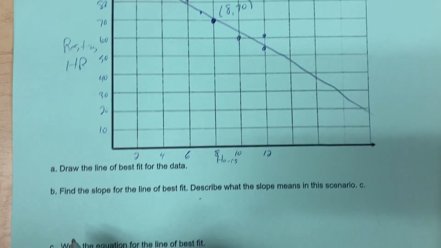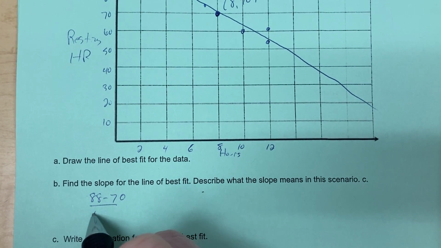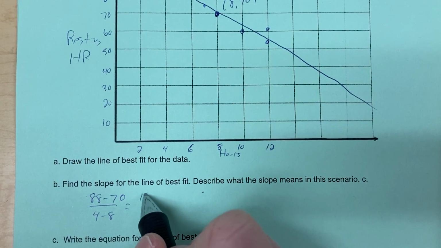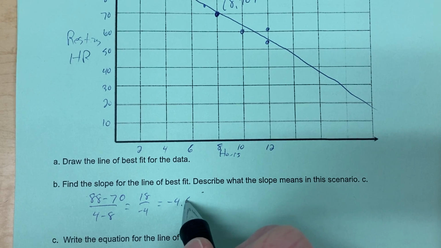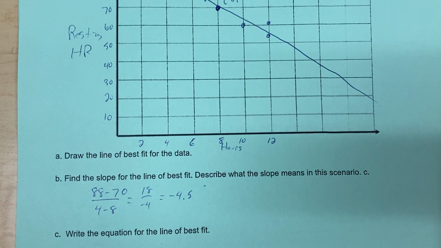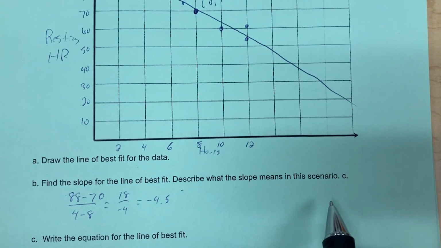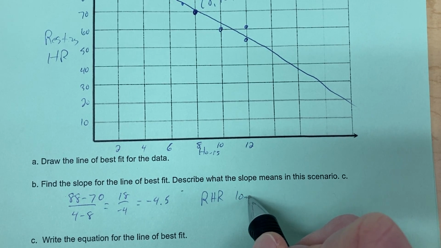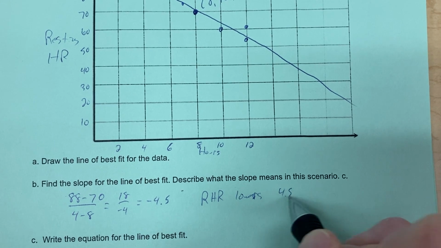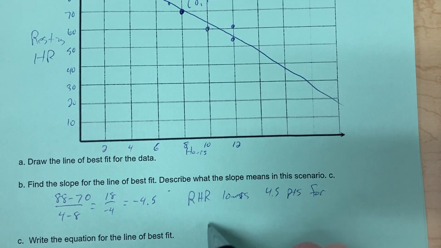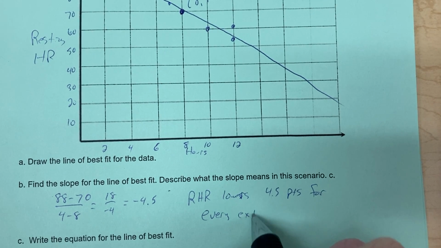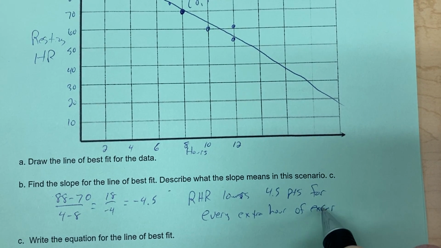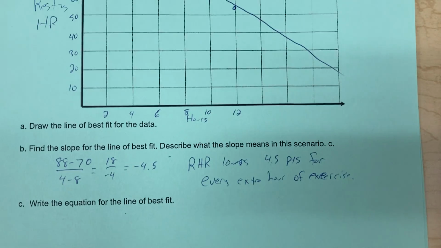And then what we're going to do now is go y minus y over x minus x. So whatever points you pick, take the y value, subtract them, take the x value, subtract them. This is going to give me 18 over -4, which is -4.5. Okay, that's my slope for this. What does this mean in this scenario? It means that the resting heart rate lowers 4.5 points for every extra hour of exercise. That's what that means there.